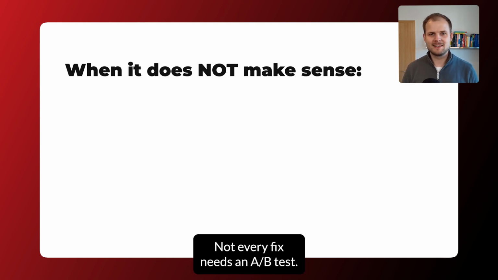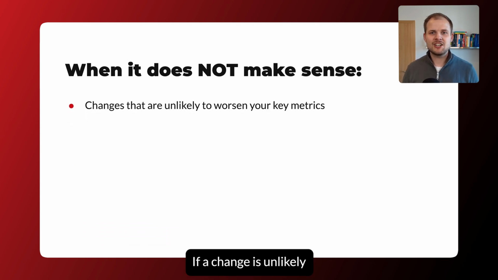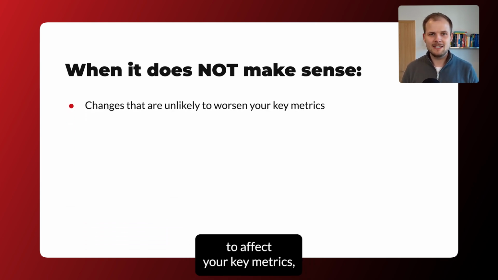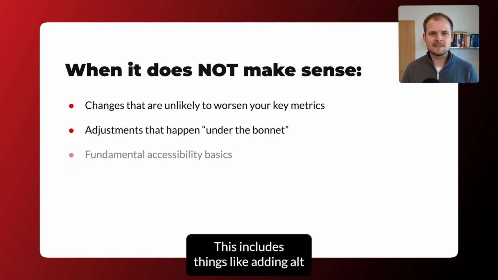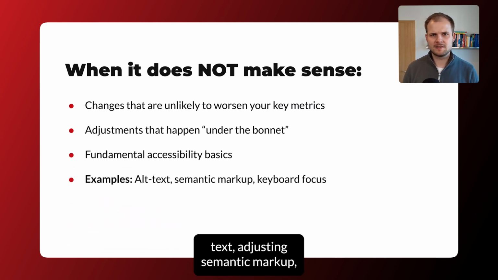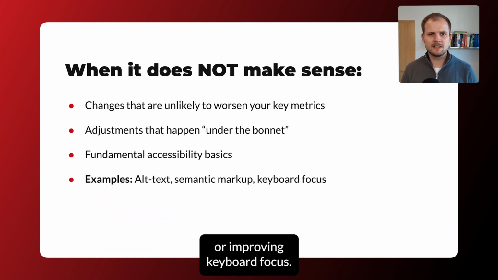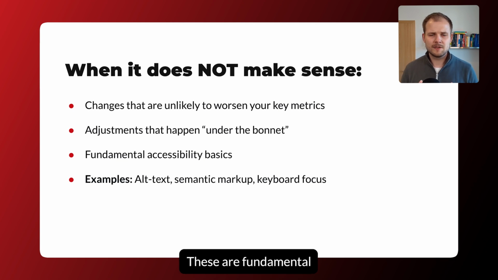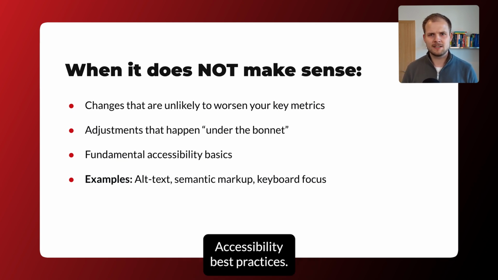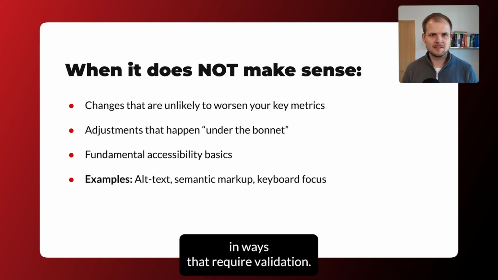Not every fix needs an A/B test. If a change is unlikely to affect your key metrics, go ahead and implement it. This includes things like adding alt text, adjusting semantic markup, or improving keyboard focus. These are fundamental accessibility best practices. They happen under the hood and don't change the user experience in ways that require validation.